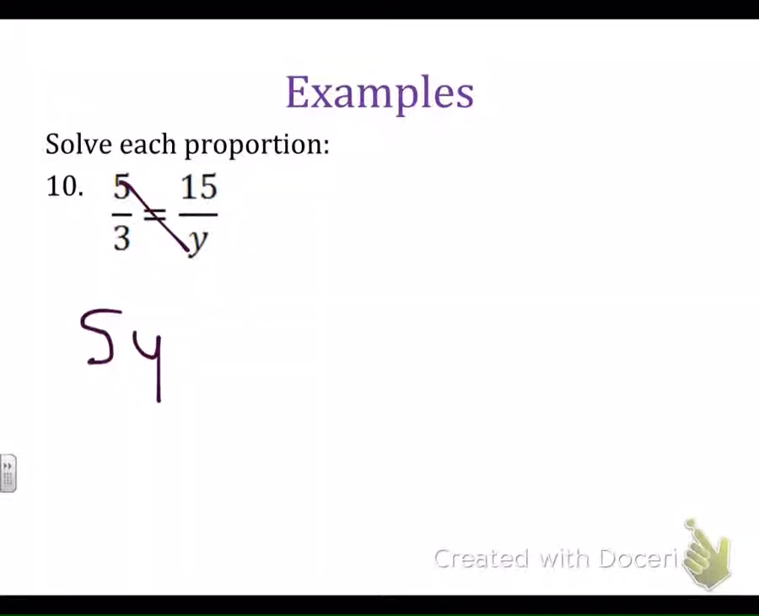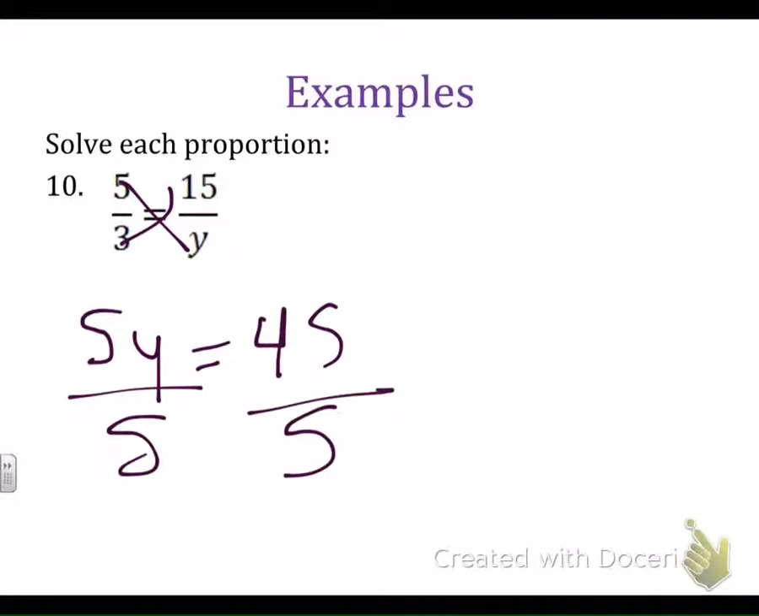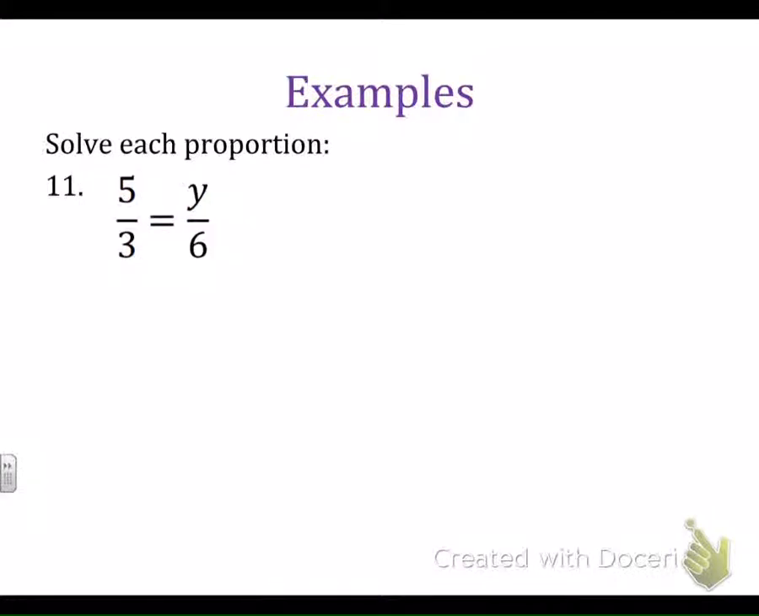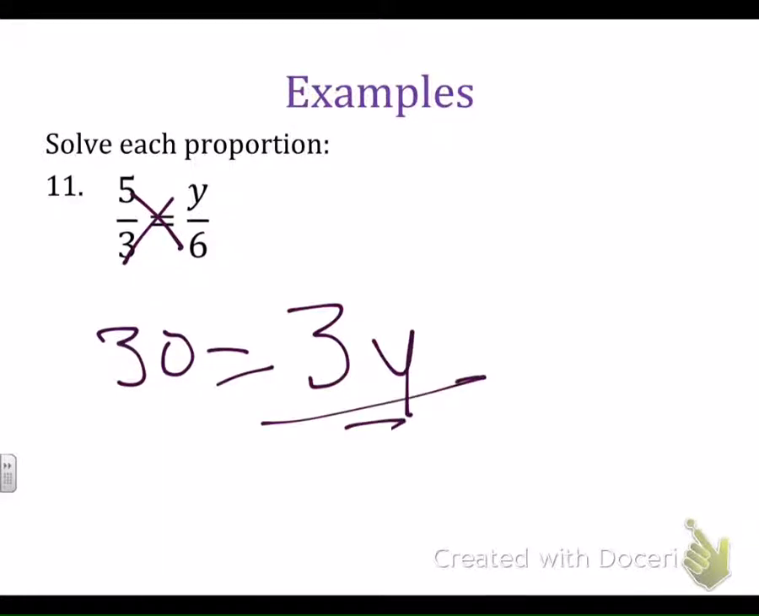Alright, 5y is equal to 45, divided by 5. Y is equal to 9. 5 times 6 is 30. Y times 3 is 3y. Divided by 3. Y is equal to 10.